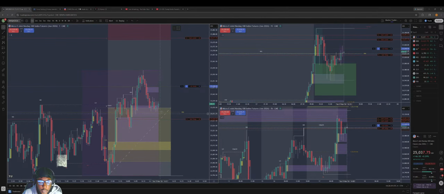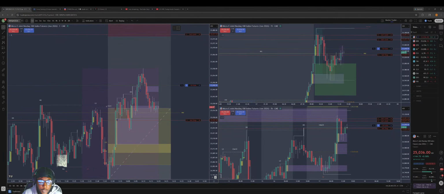Got a lot of stalling right here. These sellers are trying to push us lower. Buyers are somewhat holding us up. They're somewhat trying to hold us up right here. So something's going to give out eventually. Either these buyers are going to give up trying to defend this level, or these sellers are going to give up.